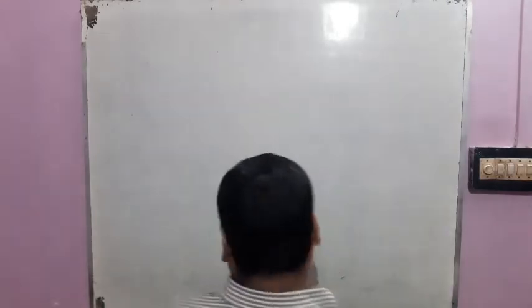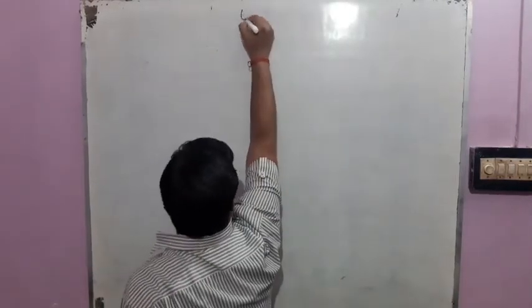Hello, good morning students. Today my video of class 7 mathematics. Today we have to learn how to multiply a binomial with another binomial. So here we will start exercise 6 students.